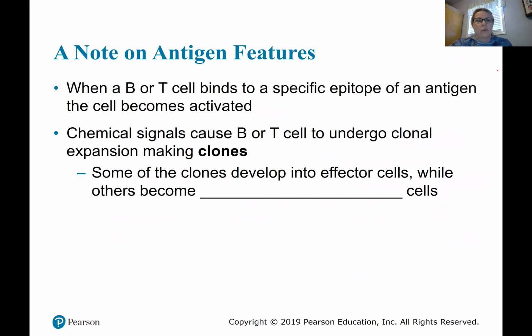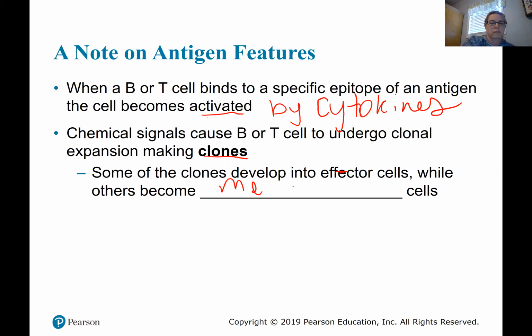Okay, so when a T or B cell binds to a specific epitope on an antigen, they become activated, and that's done by cytokines, or those chemical messages. Once that binding happens, the cells release chemical messages that signal the clonal expansion or other processes to take place. And so remember, some of the clones develop into effector cells while others become memory cells.